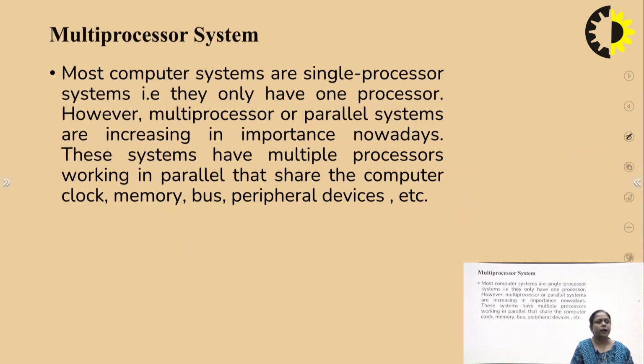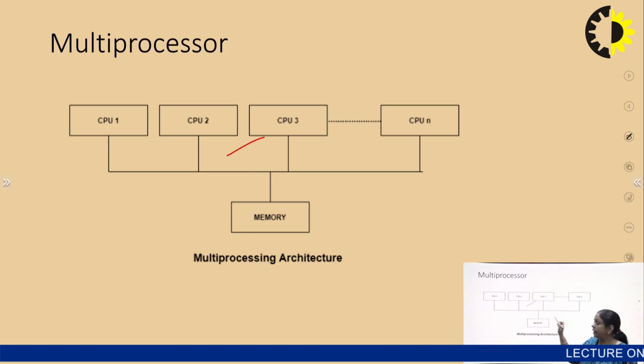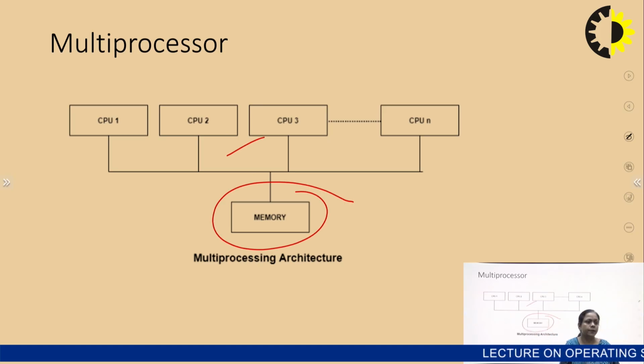Now, next is the multi-processor system. Most computer systems are single processor systems and they only have one processor. However, multi-processor or parallel systems are increasing in importance nowadays. These systems have multiple processors working in parallel that share the computer clock, memory bus, and peripheral devices. So in the multi-processor system, we have more than one processor. This is a diagram of the multiprocessor architecture where we have more than one CPU, but they share one memory only. So it is known as a multiprocessor system.